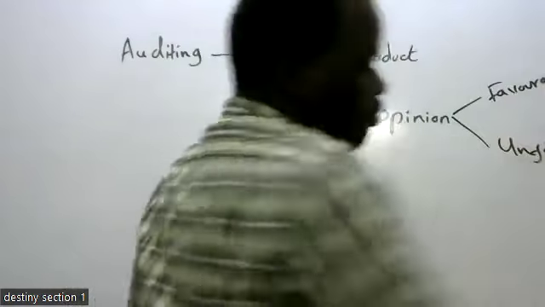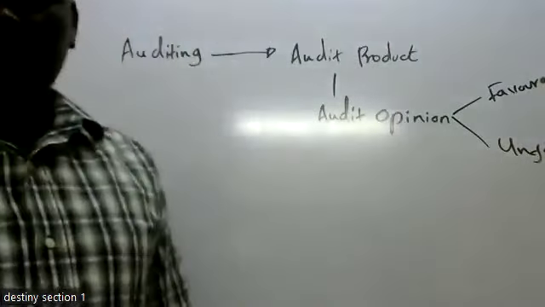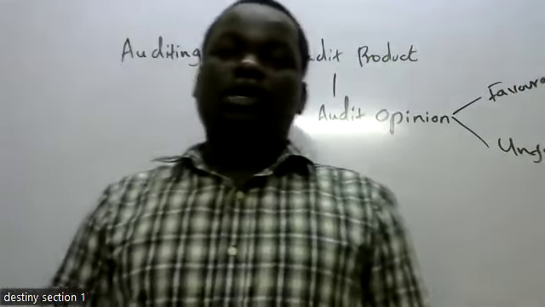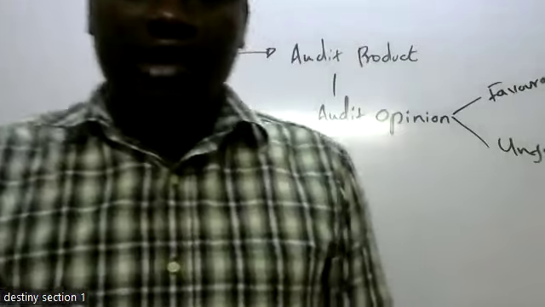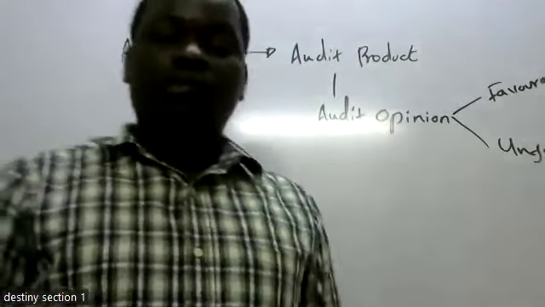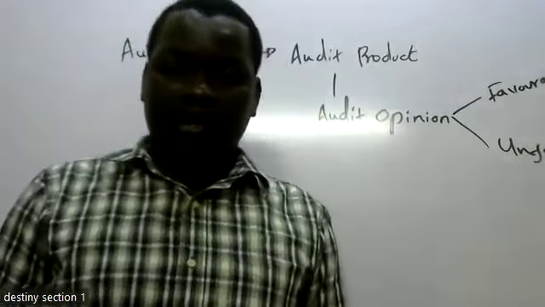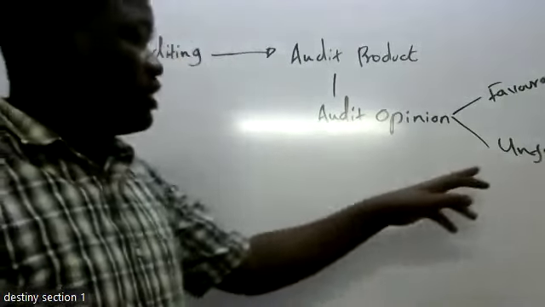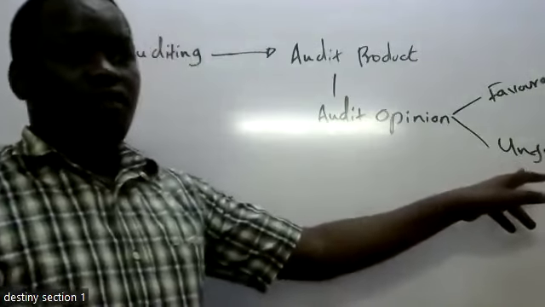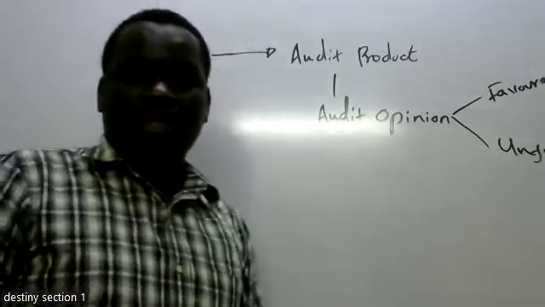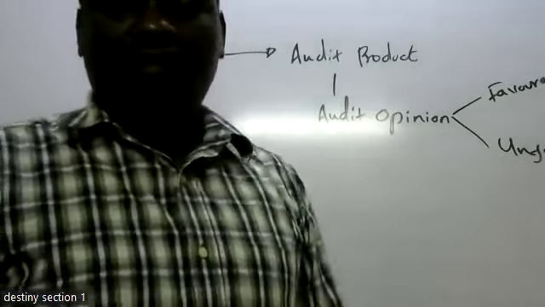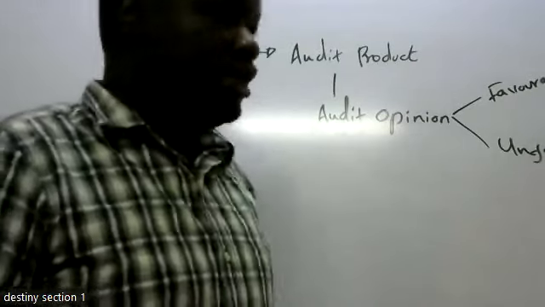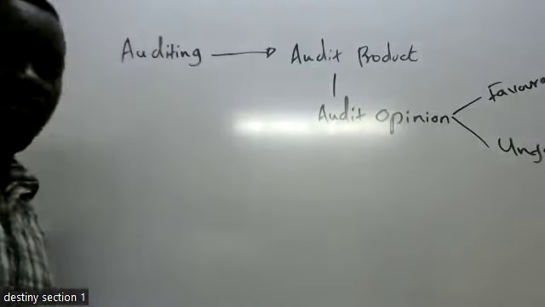Where the opinion is favorable, the auditor is confirming that the financial statements do reflect a true and fair view, and they have been prepared in accordance with the identified financial reporting framework. When the auditor provides an unfavorable opinion, it implies that they do not reflect a true and fair view, and they have also not been prepared in accordance with the identified financial reporting framework.